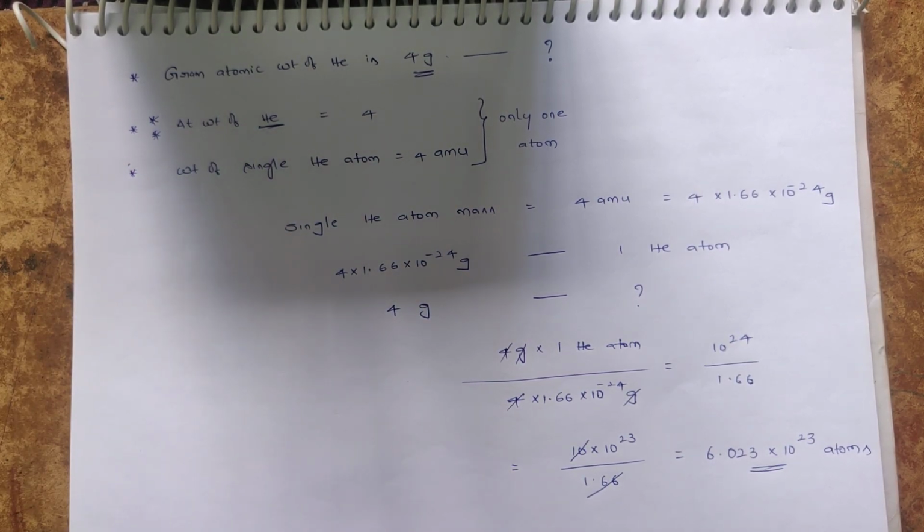So now let me know, atomic weight contains how many atoms? 1 atom. Gram atomic weight contains how many atoms? These many number of atoms. Don't think that atomic weight and gram atomic weight are similar. There is a lot of difference.